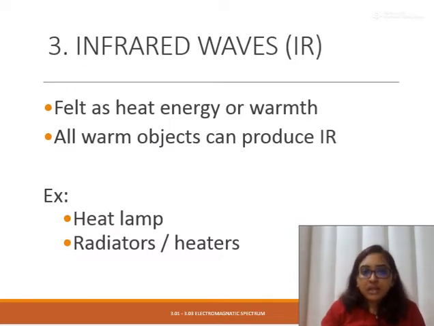Next, moving on to the infrared waves. The infrared waves are produced from any object that is hot, like the sun, any object that we are heating, like radiators, etc. Infrared waves are usually felt as heat energy or warmth. All warm objects can produce infrared radiations, like we already discussed.